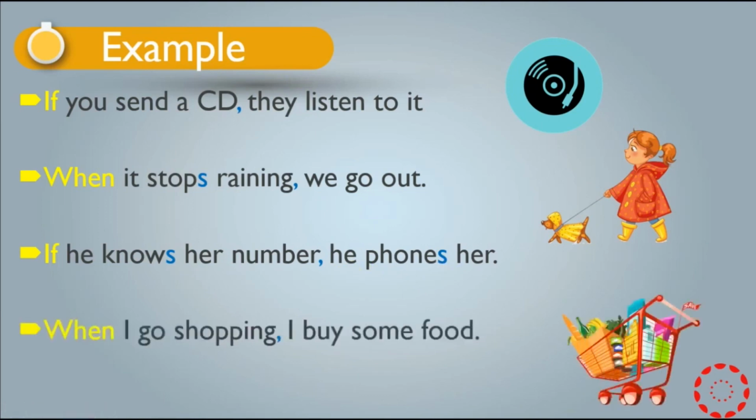When I go shopping, I buy some food. Also I can say if I go shopping, I buy some food. Why? Again here, if you look at both verbs, go and buy, there isn't any s. Why? Because both subjects are I. So no need for writing an s on the verb, because with I, we, you, they, the verb should be base.